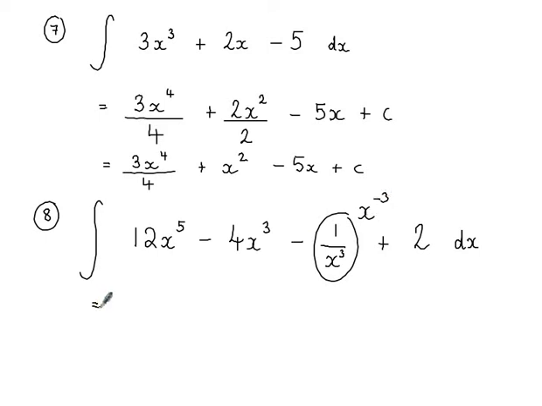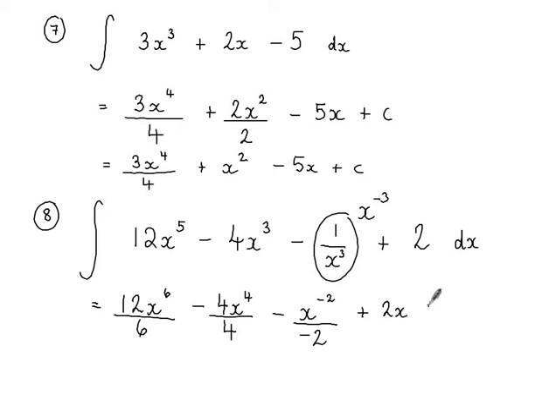So when we integrate all this then, 12x increase the power to 6 over the 6. The next one then, so we've got minus 4x increase the power by 1 to 4 over 4. Remember, we're looking at this x to the minus 3, so write the minus down, so the x goes down, increase the power to minus 2 over minus 2, and then number on its own, put a letter next to it, so plus 2x, and don't forget your constant of plus c.